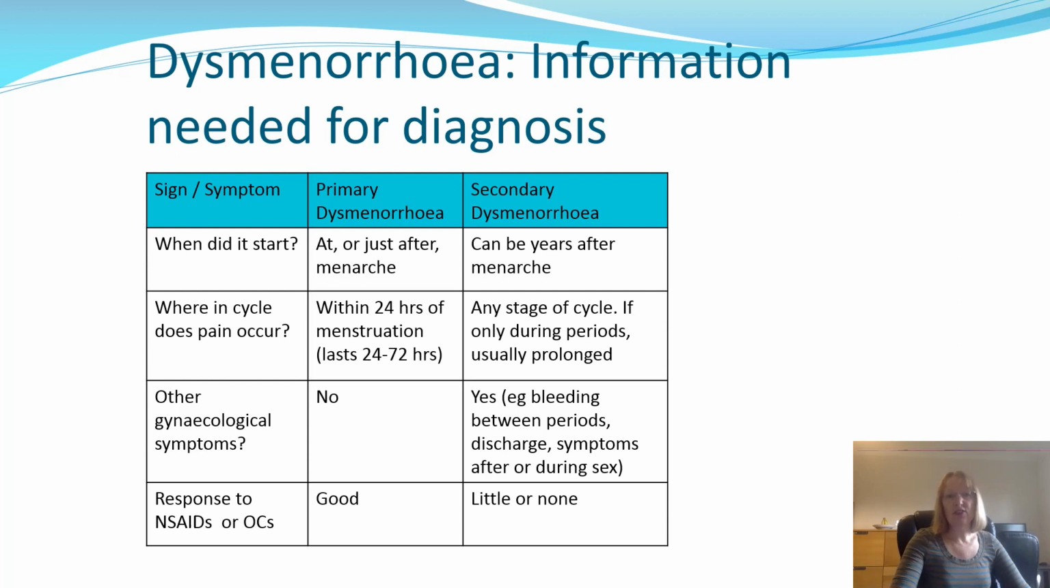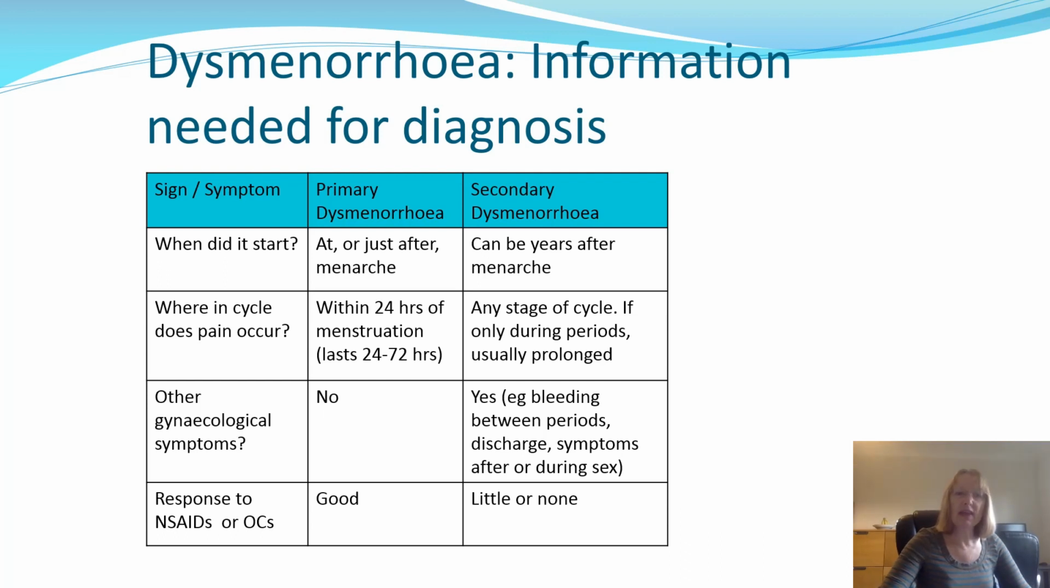When in the cycle does the pain occur? If it's within 24 hours of menstruation and it lasts for a couple of days, then that's going to be primary dysmenorrhea. And if it's occurring at different stages of the cycle, as well as during periods, then it's more likely to be secondary dysmenorrhea.